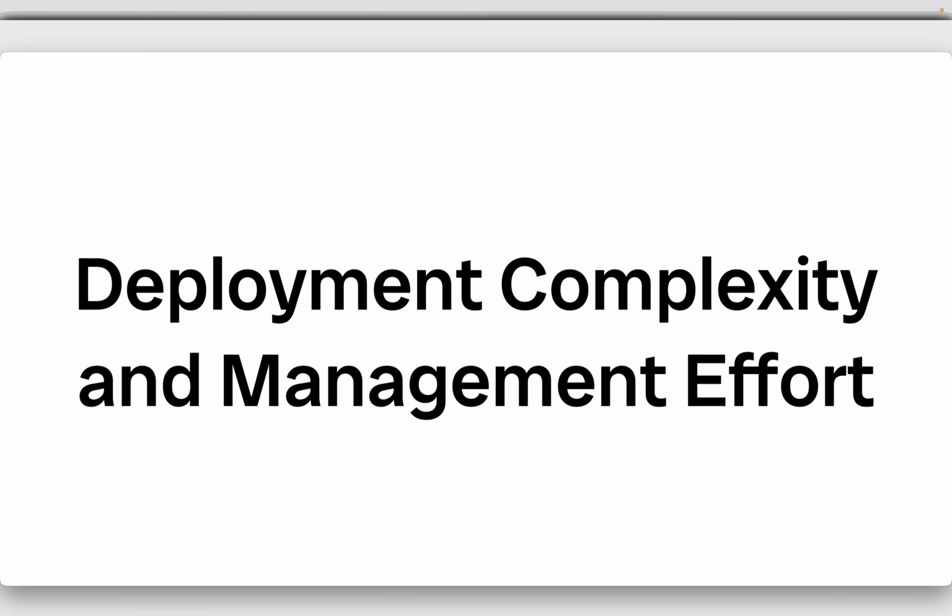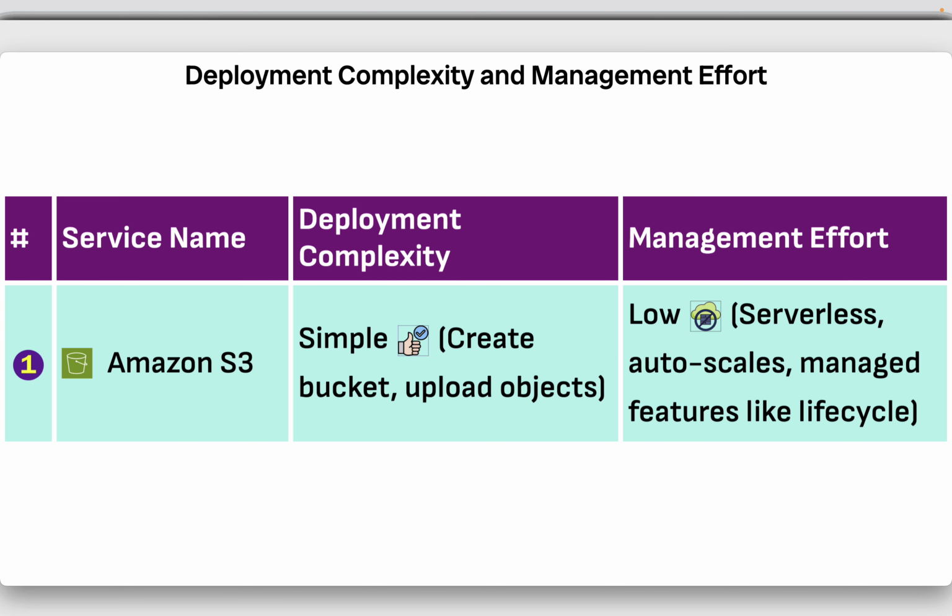So next set of parameters will be deployment complexity and management effort for all the storage services. So first, S3, it's a simple deployment. So deployment complexity is simple. You basically create bucket, upload files, and the management effort is low. It's a serverless service and it auto scales, and it provides managed features like lifecycle management.